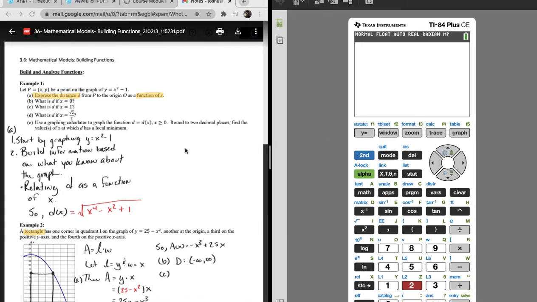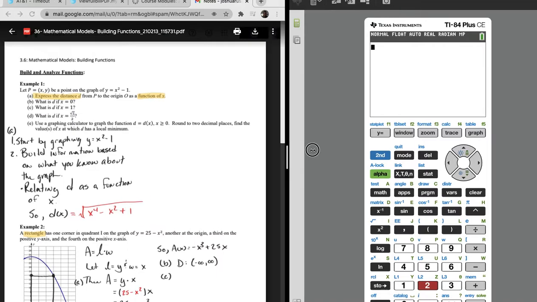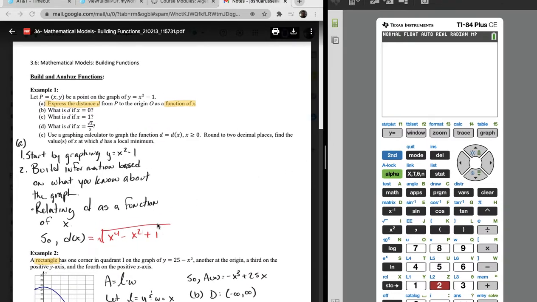Okay, so we're going to use a graphing calculator to graph the function where x is greater than or equal to 0, and then we're going to round to 2 decimal places where the local minimum is. So this is just showing you guys how to use your graphing calculator to work these things through. So let's start off with graphing this equation here. The way we do that, again, is go to y equals, second x squared. We're going to type this function in.